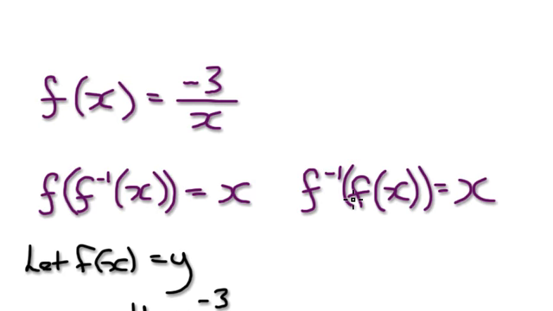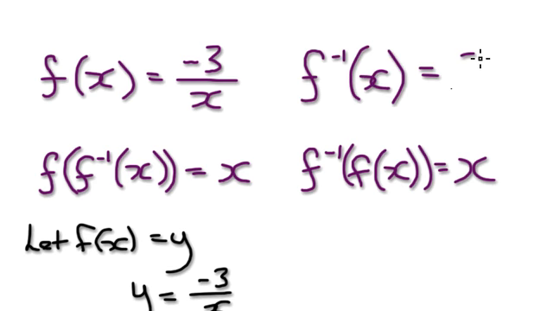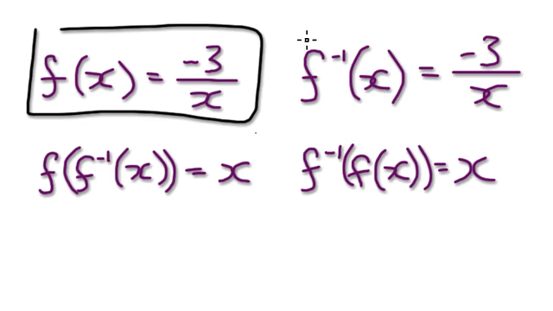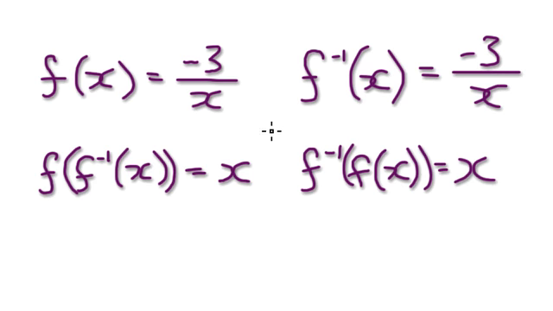So going back here, the inverse is that same thing. It is the same as the original. So basically, it's a self-inverse function. So this here equals minus 3 over x. Given this function, the inverse is really itself. This is a self-inverse function.